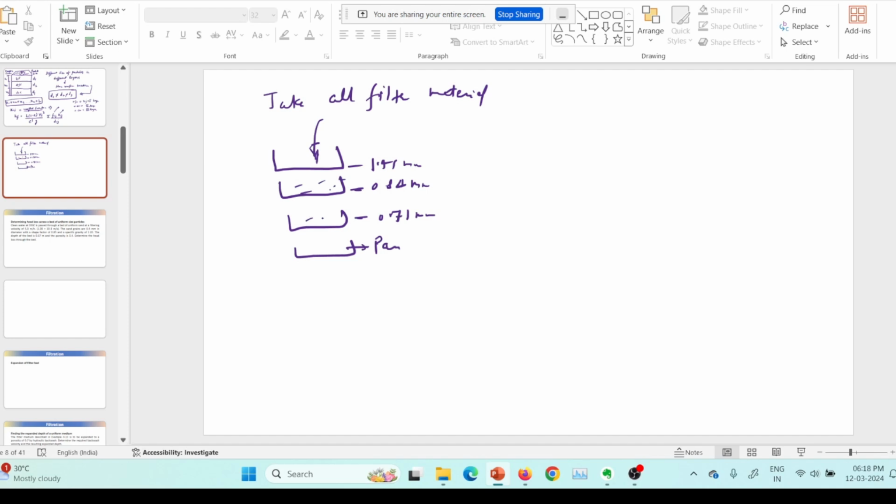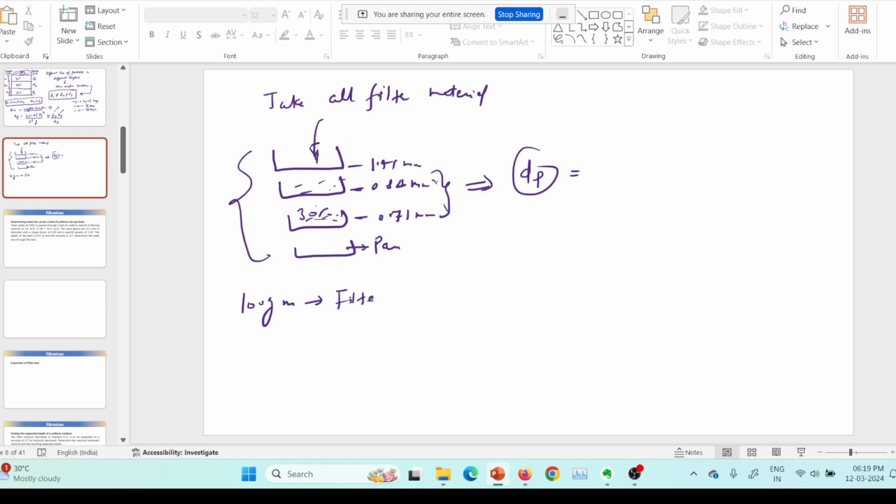Something will be retained here. Whatever is retained between these two sieves will be considered as the average size of the particle between these two sieves. Let's say the retention is 30% of the total filtered material. Let's say the total filtered material is 100 grams.